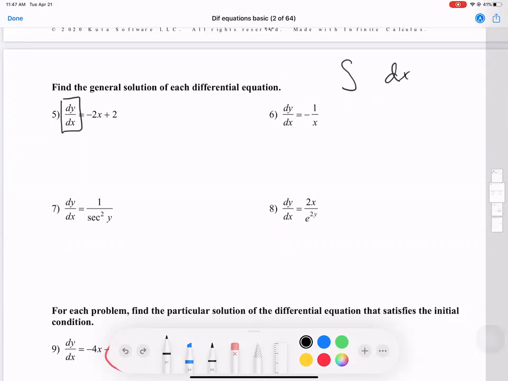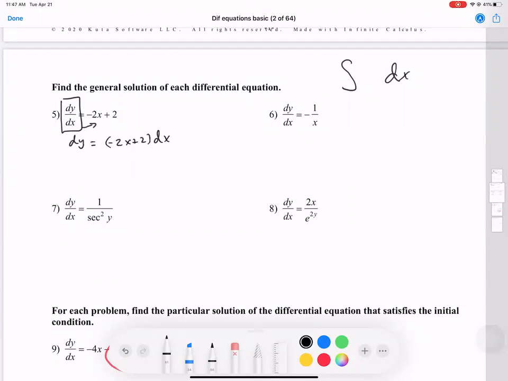Our first goal to solve for this differential equation, to find a general solution, is to separate by moving the dx to the other side. The opposite of divide by dx is to multiply by dx. So this will be dy is equal to negative 2x plus 2, parentheses, dx. So dy's are on one side, dx's are on another.